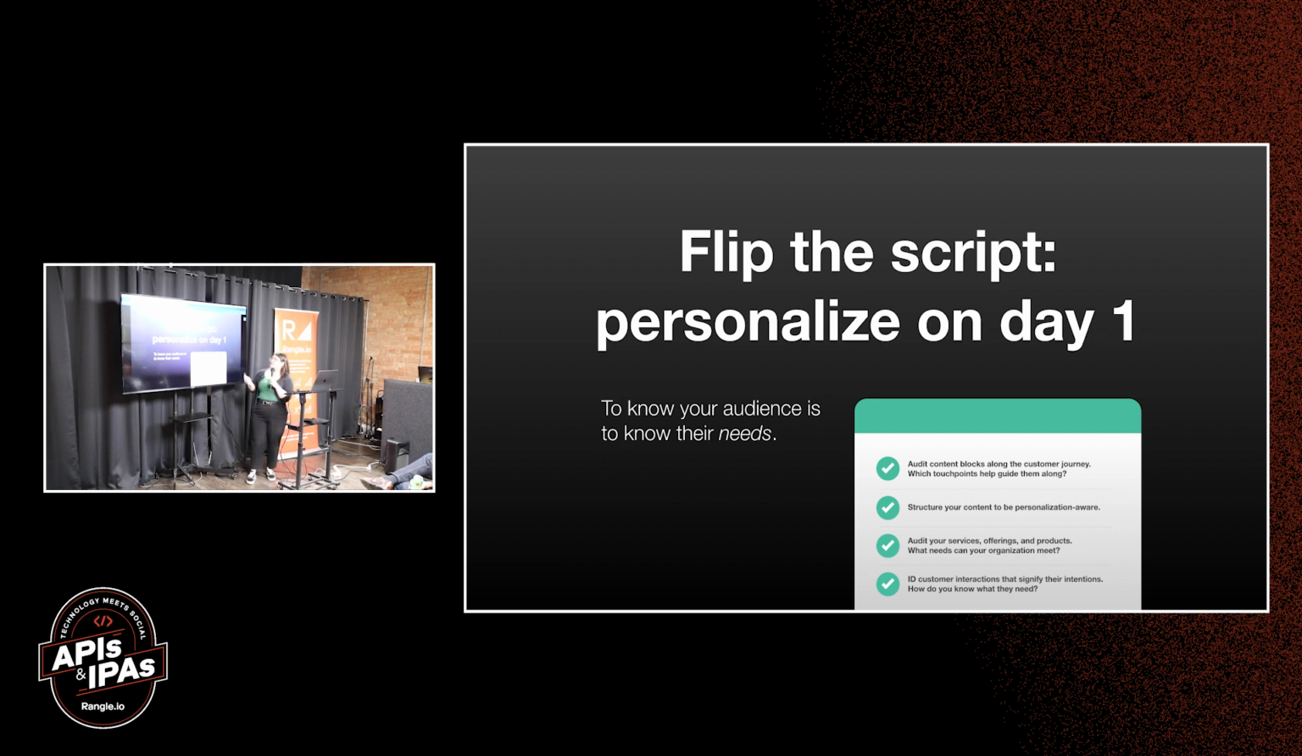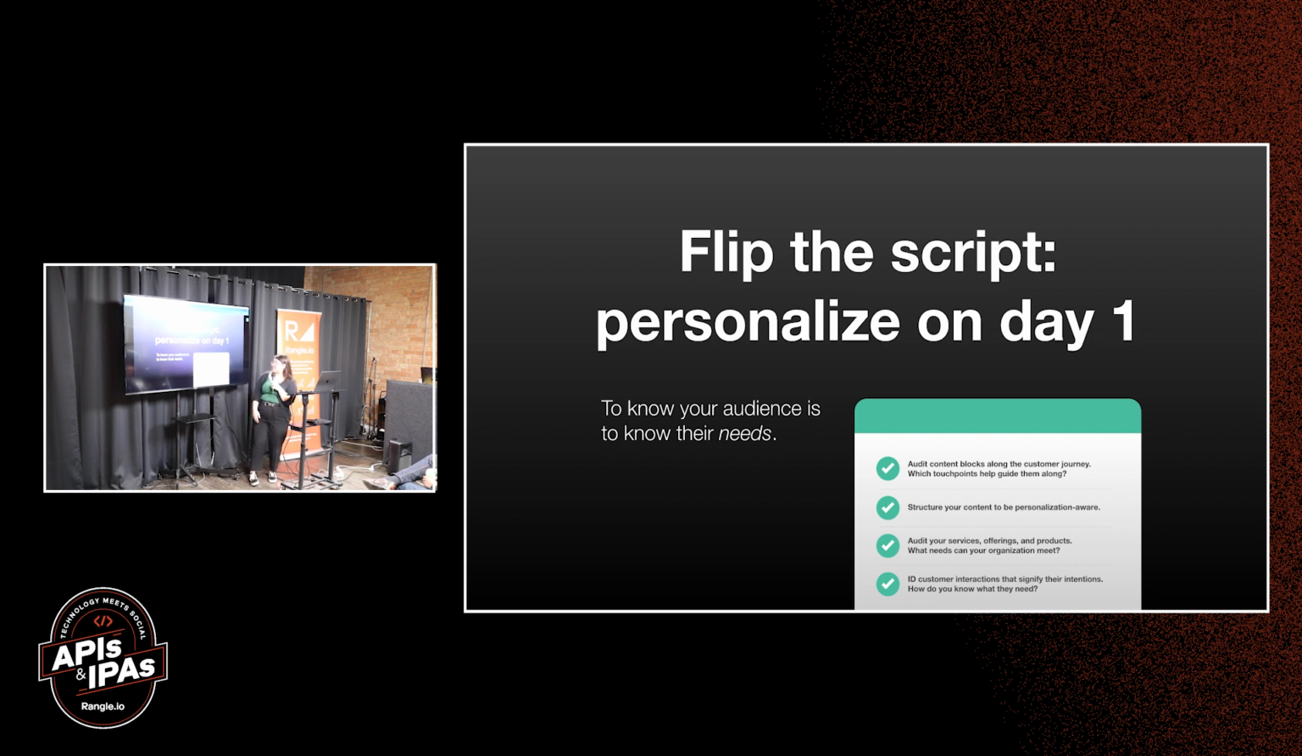So there's a bit of a checklist you can start thinking about when you're thinking about personalization, or thinking about building it in post-launch. We want to audit. This is probably a little bit small for you all, but I have a little checklist here where we want to first audit the content blocks throughout your website along the customer journey. What touch points are helping that person get to the product or the service that they need? Find those touch points, write them down. Do a thorough audit. Then, when you structure your content, make it personalization aware, so that when that person is going through that customer journey, those touch points are aware of what they're looking for at that time.